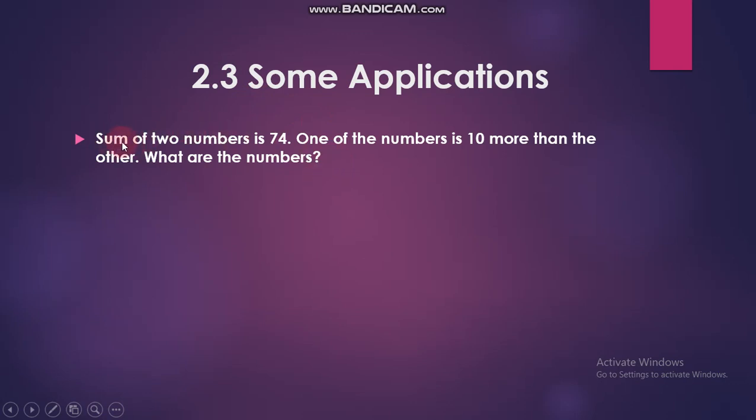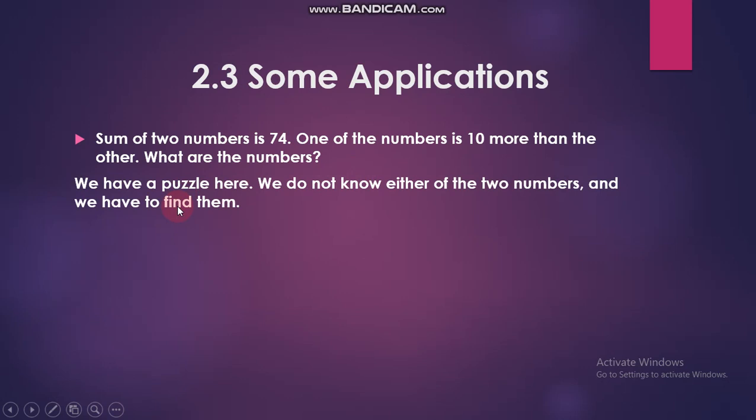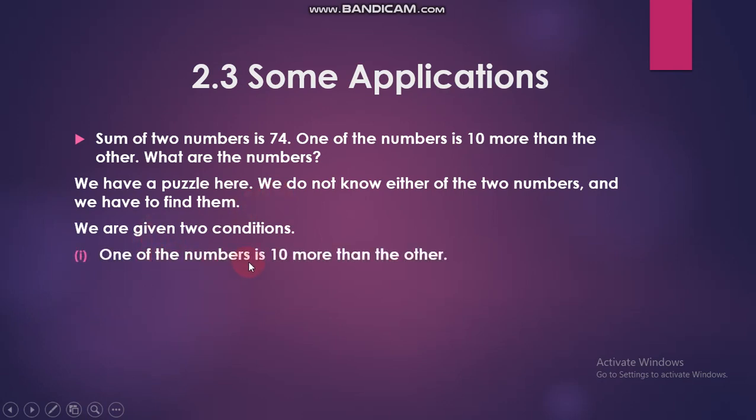The sum of two rational numbers is 74. One of the numbers is 10 more than the other. What are the numbers? So here we have a puzzle. We do not know the numbers, but we have two conditions to find them. The conditions are: one number is 10 more than the other, and their sum is 74. Using these two conditions we have to find the two numbers.